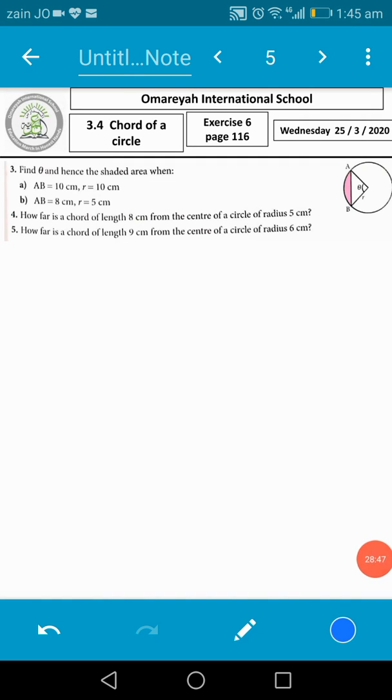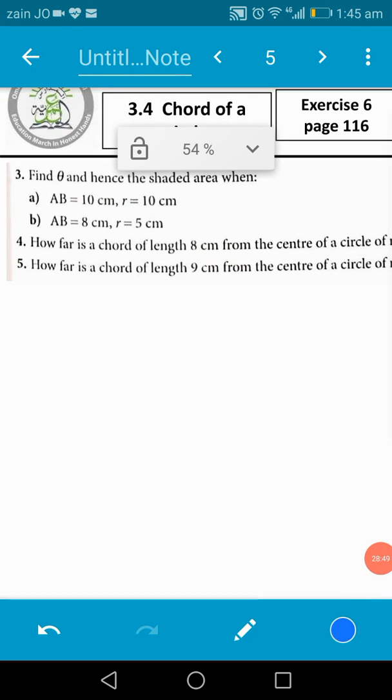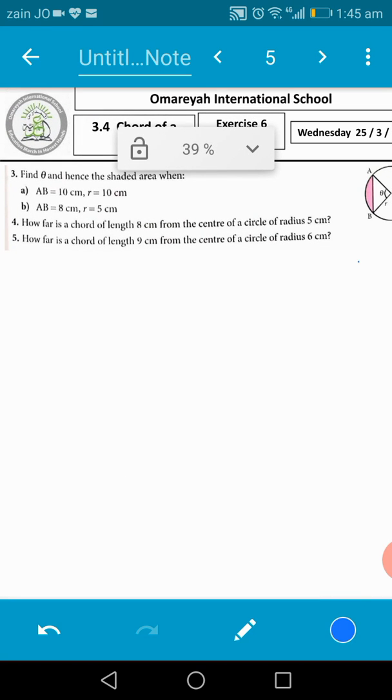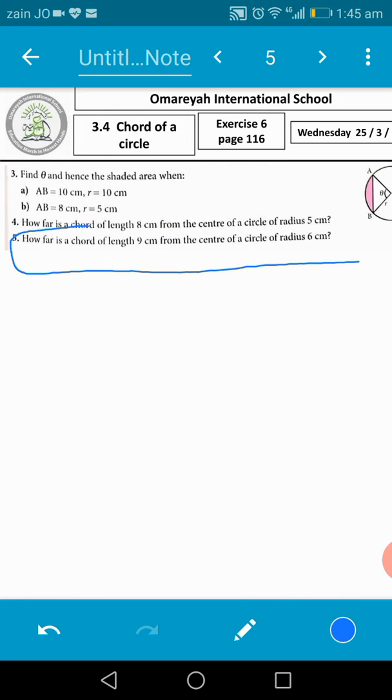Okay, now question number 5 is exactly like number 4. So number 5 is also homework. This one is homework. This is the last homework for today.